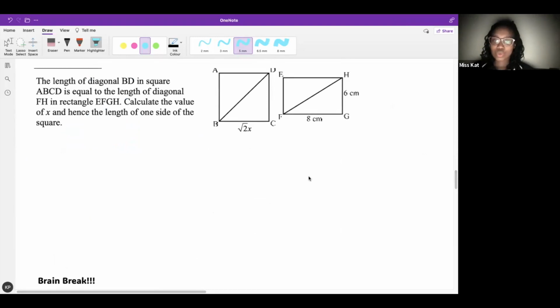Now let's have an interesting one before the brain break. The length of diagonal BD, which is this guy over here, in the square ABCD is equal to the length of the diagonal FH, which is this one over here, in rectangle EFGH. Calculate the value of X. X is over there. And the length of one side of the square.